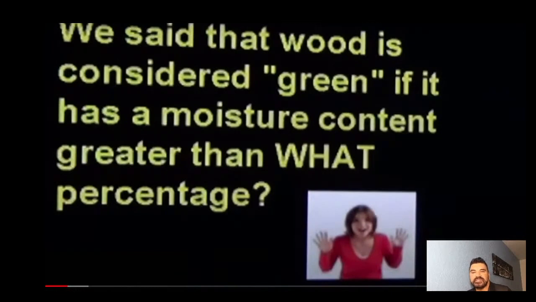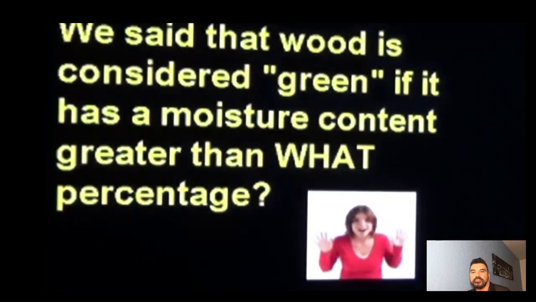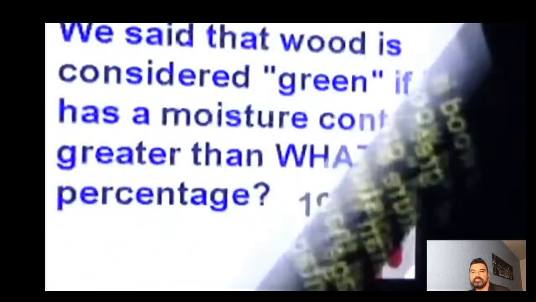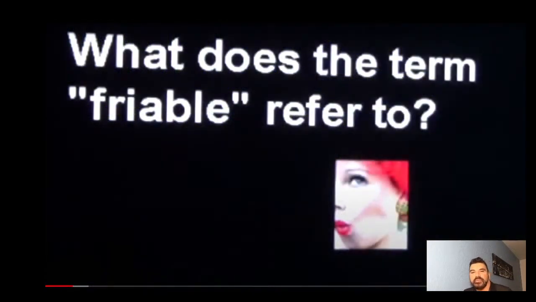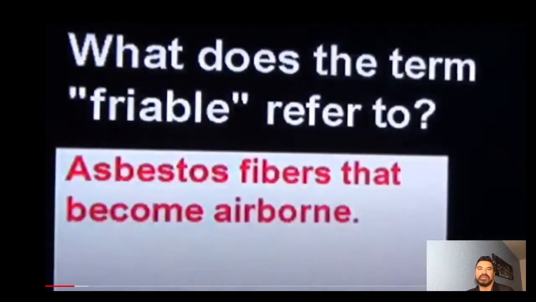So we tell you that wood is considered green if it has a moisture content greater than what percentage? So 19% or more. This is another common state exam question, plus I saw it on my national exam. What does the term friable refer to? Asbestos fibers that become airborne. Got to know that, ladies and gentlemen. Super, super important.